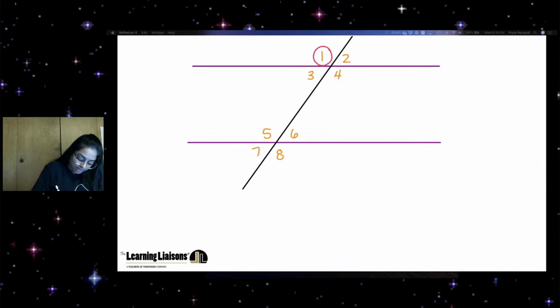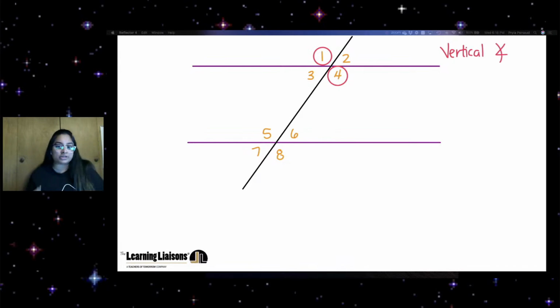We have 1 and 4. Can anybody tell me what 1 and 4 are? They will be equal to each other, but there's a specific term for what they are called. Those angles are called vertical angles. They are across from each other, which means they are equal to one another. Same with 2 and 3, 5 and 8, 6 and 7.